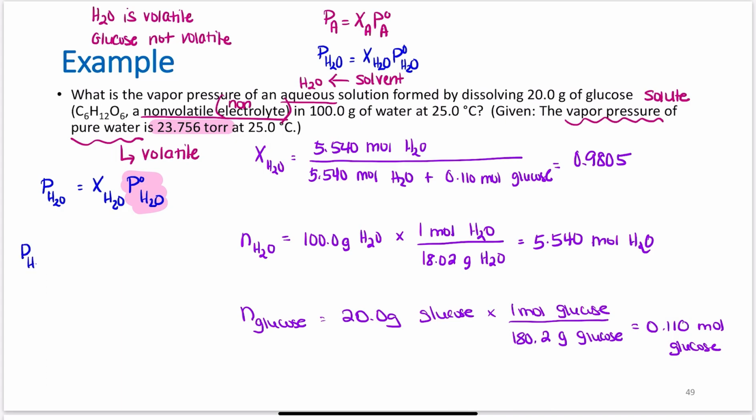So the pressure of my water is equal to 0.9805 times the vapor pressure of pure water, which is 23.756 torr. Overall, I get an answer of 23.29 torr. And that is the vapor pressure of the system.